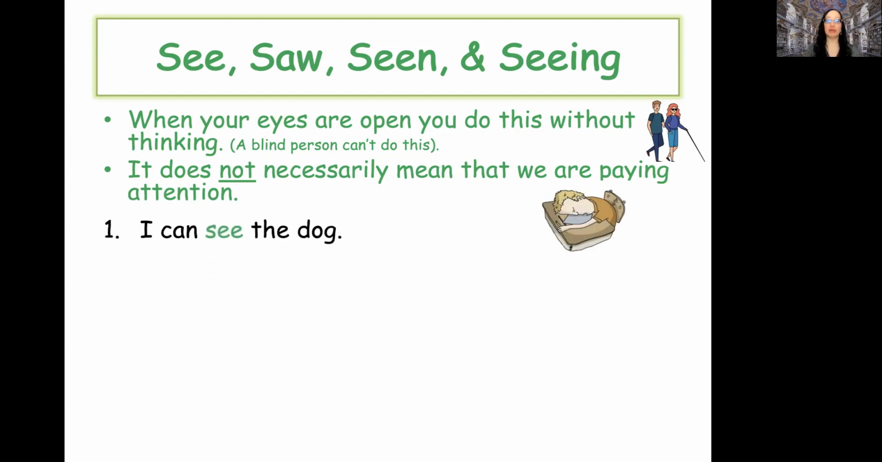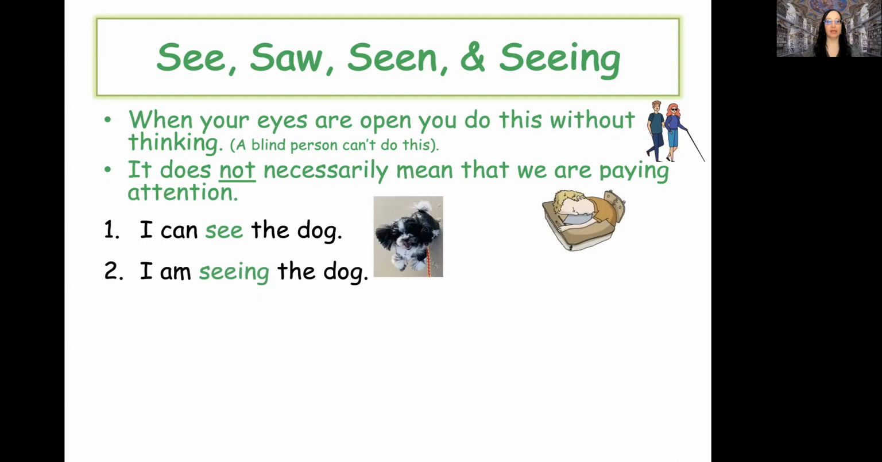I can see the dog. I am seeing the dog. Okay, so if you notice here, I can see the dog. This means it's happening in the present tense, it's happening now. If I say I am seeing the dog, that means I'm doing it in this present tense and I'm continually seeing it. I'm still doing it.